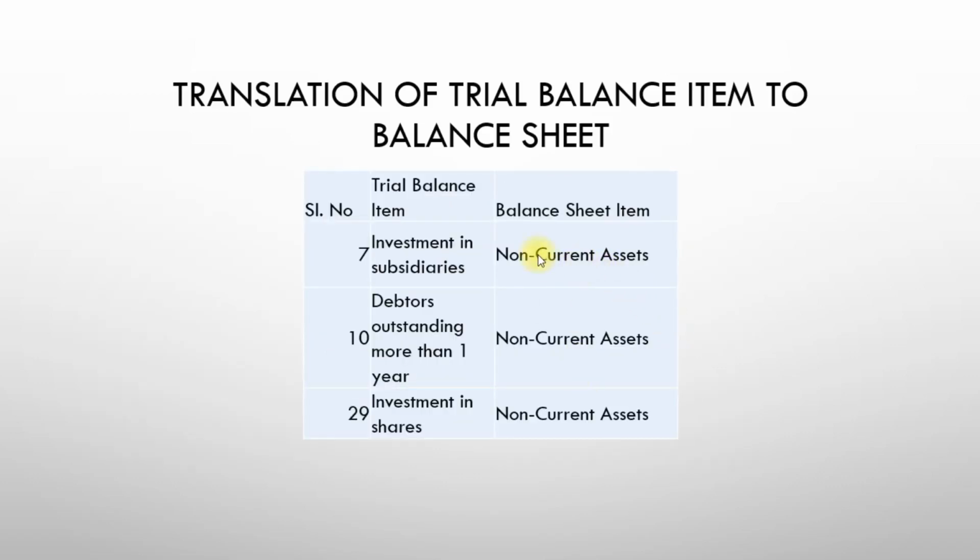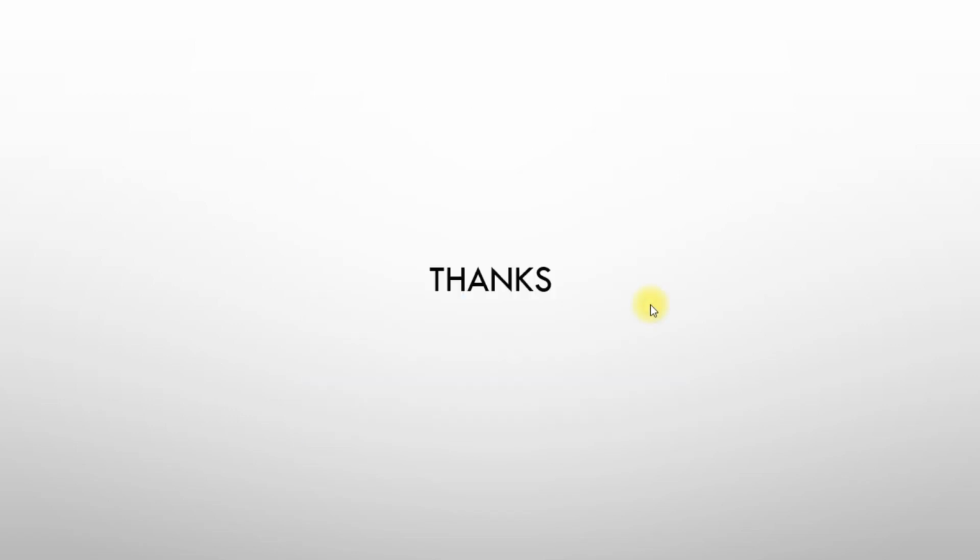Also non-current assets in the balance sheet. In the trial balance, it is investment in subsidiaries, debtors outstanding more than 1 year, and investment in shares. The investments are self-explanatory. So we can actually see that in the trial balance, if there are debtors outstanding more than 1 year, that becomes a non-current asset in the balance sheet.